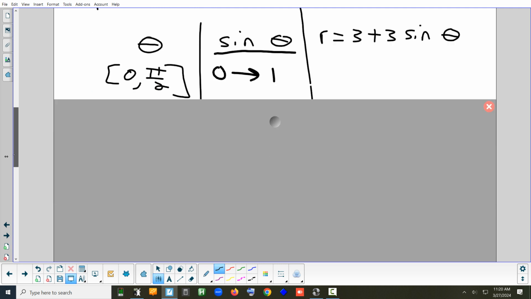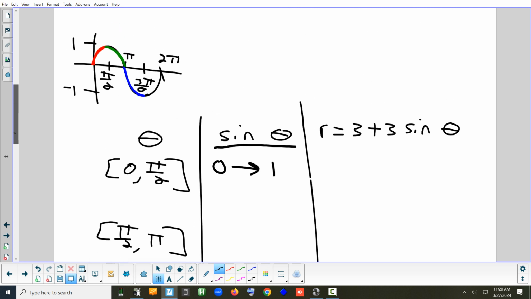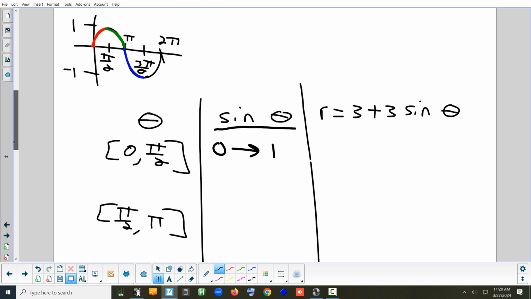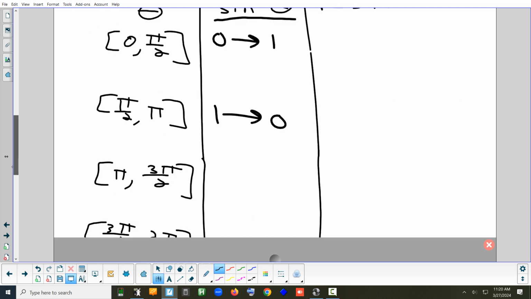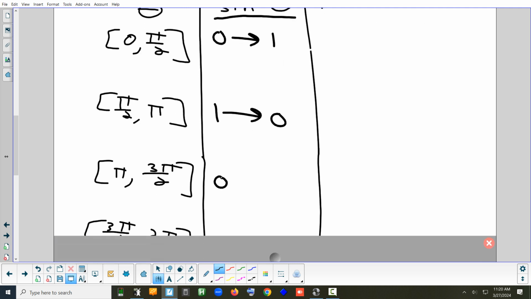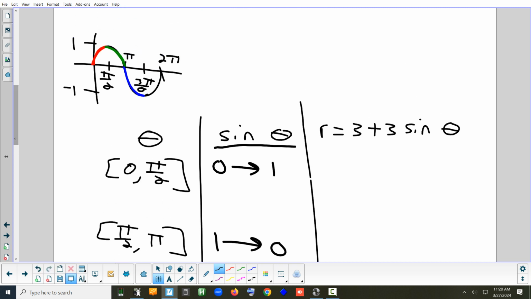Okay, let's do that first for all the sections. How about pi over 2 to pi? What happens to the sine function on the green part? It decreases. From what to what? 1 to 0. It goes from 1 down to 0. How about pi to 3 pi over 2? 0 to -1. The sine function goes from 0 to -1. And how about 3 pi over 2 to 2 pi? Yep, that'll be going from -1 to 0.